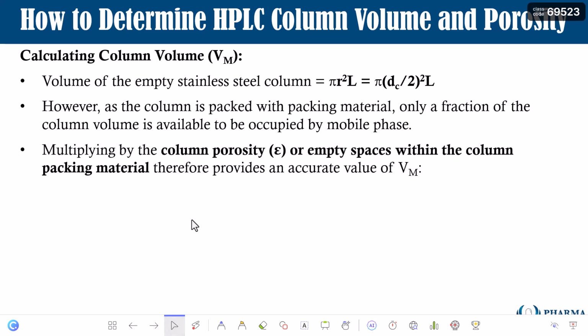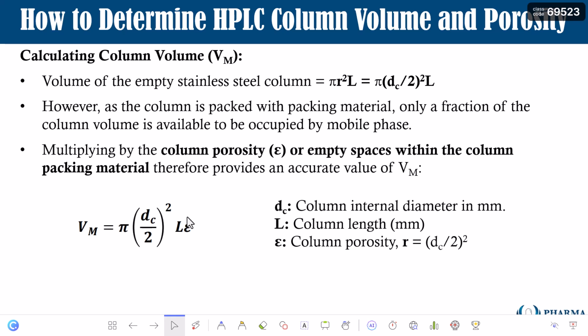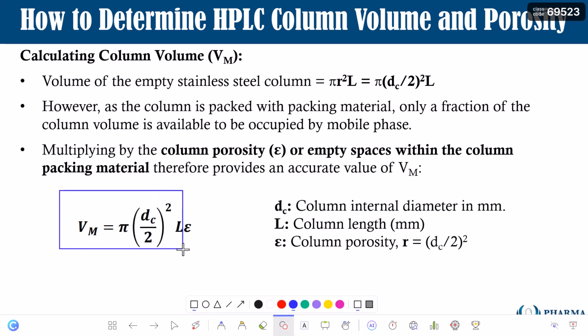Now multiplying by the column porosity, or empty spaces within the column packing materials, provides an accurate value of VM, and VM stands for the column volume which is available for the mobile phase to occupy. So you need to multiply by column porosity. This is the calculation formula which is more practical in case of an HPLC column containing the stationary phase. You can see over here, this is almost the same calculation formula until this point, isn't it? Just compare these formulas. These are the same formulas, but the only change you will find is that porosity has been multiplied over here. And this is going to help us understand what is the space of the column available to be occupied by the mobile phase. And this is the only space which can be occupied by the mobile phase. So multiplying by the empty space is going to give you the practical available empty space within the column. This stands for the column internal diameter in mm.